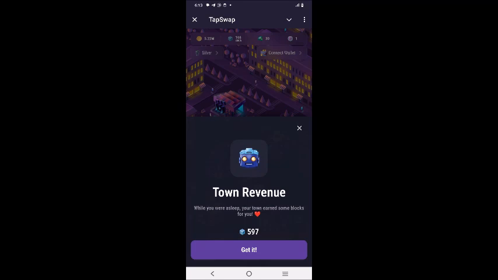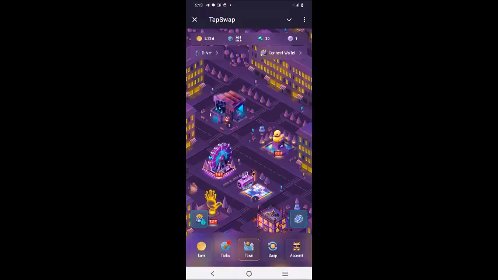Now, the following are the risks you need to consider when you are on TapSwap crypto airdrop. Number one is value fluctuations. The value of airdrop tokens can rise or fall drastically after they are listed on exchanges. Timing your trades is crucial.